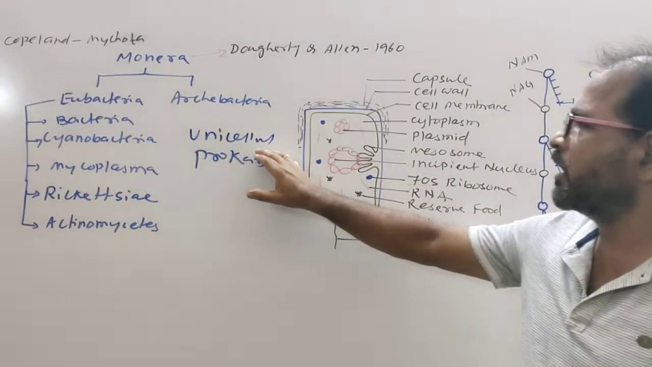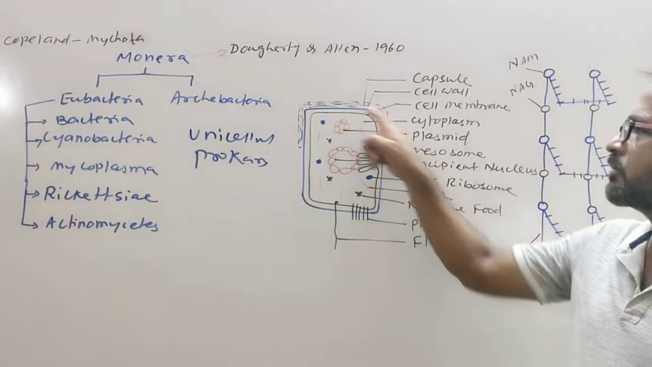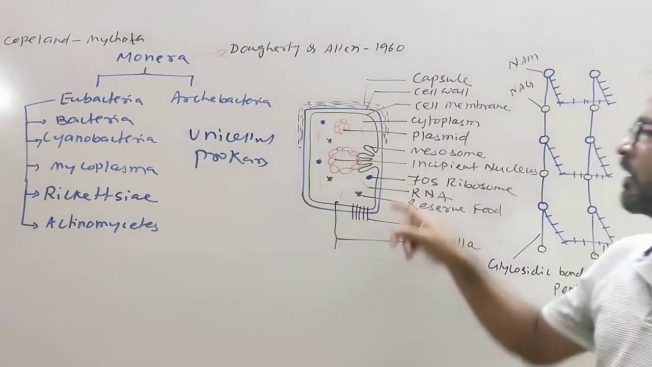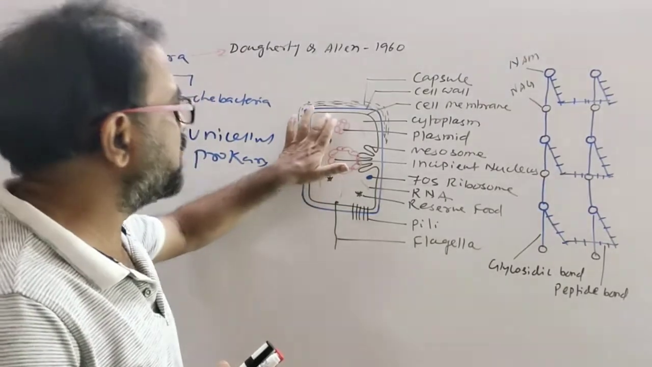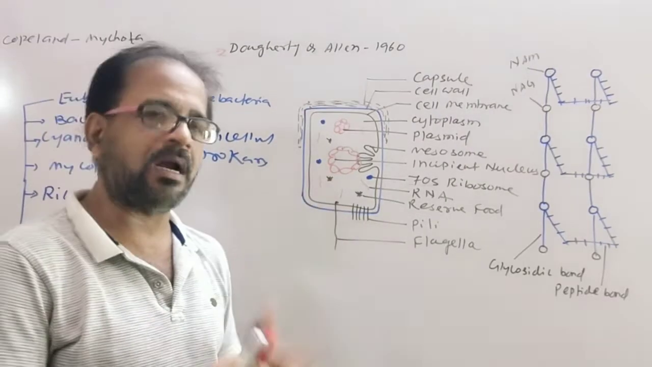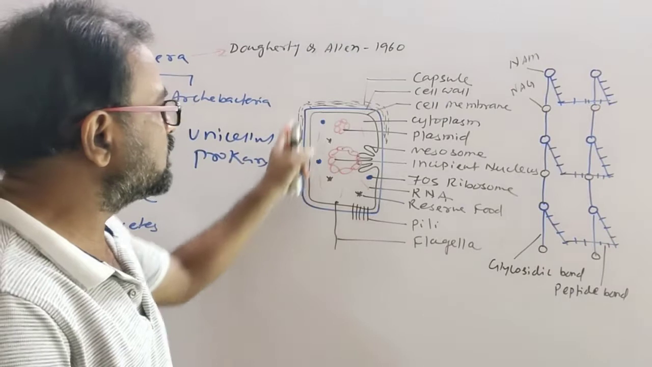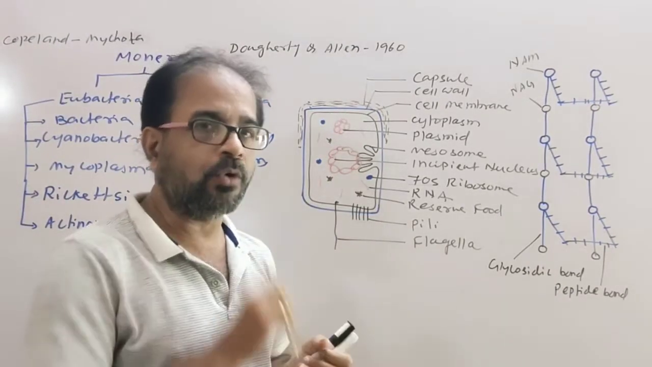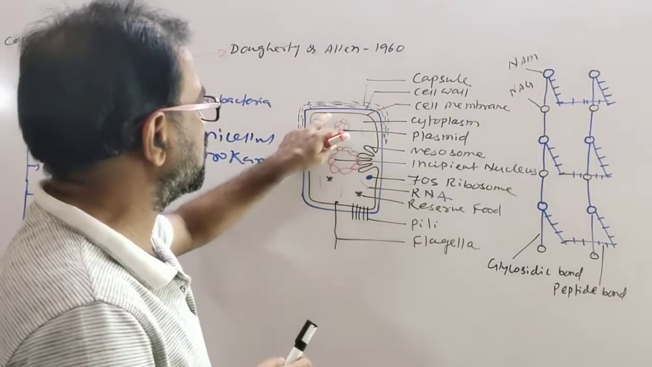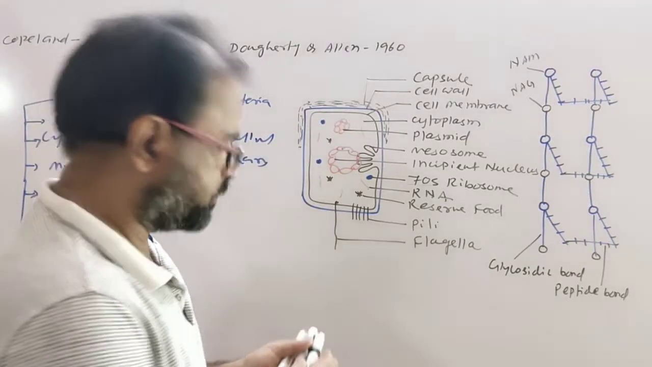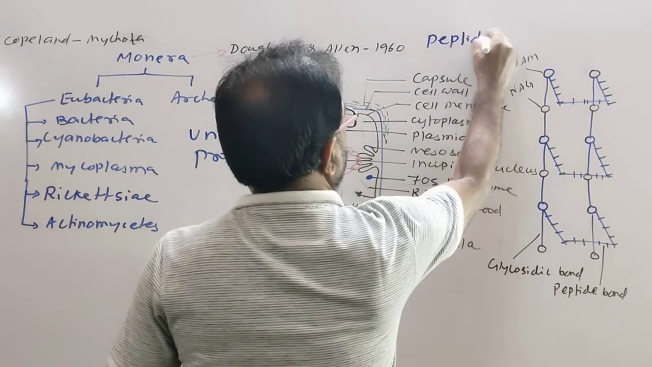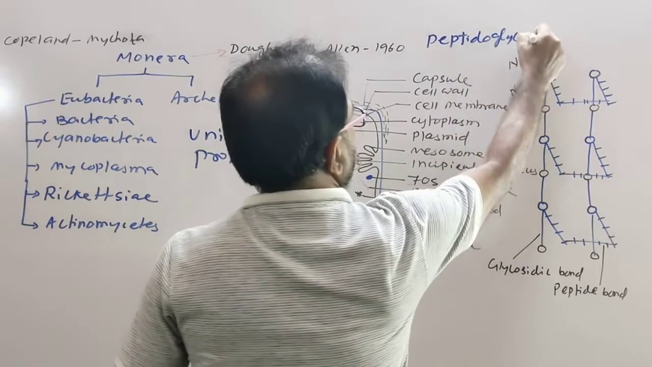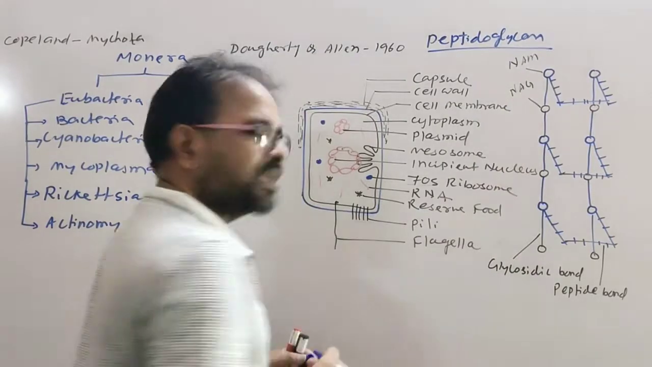Bacteria are unicellular prokaryotes. This is the structure of the bacterial cell. It is surrounded by a rigid cell wall. The cell wall of bacteria is different from that of the plant cell. In the plant cell, the cell wall is composed of cellulose, but in bacteria, the cell wall is composed of peptidoglycan, not cellulose.